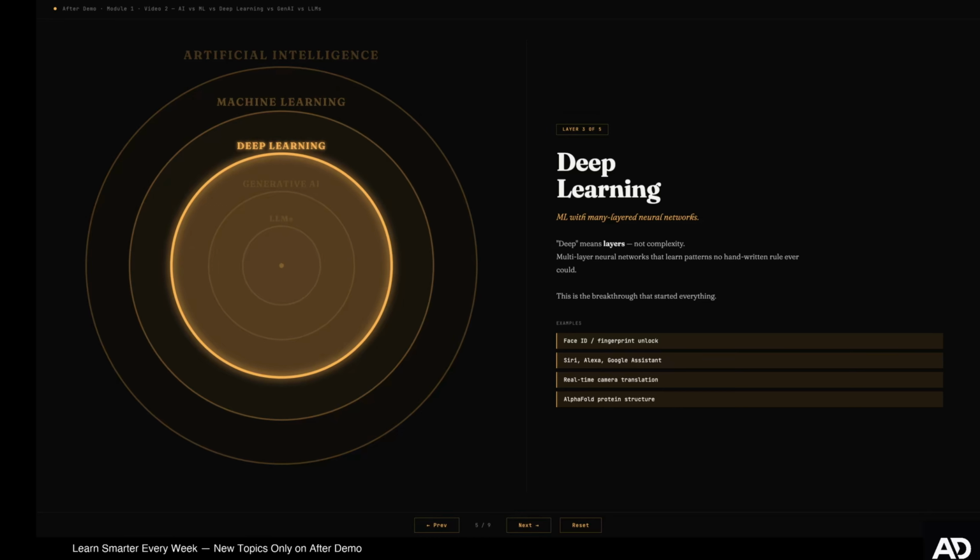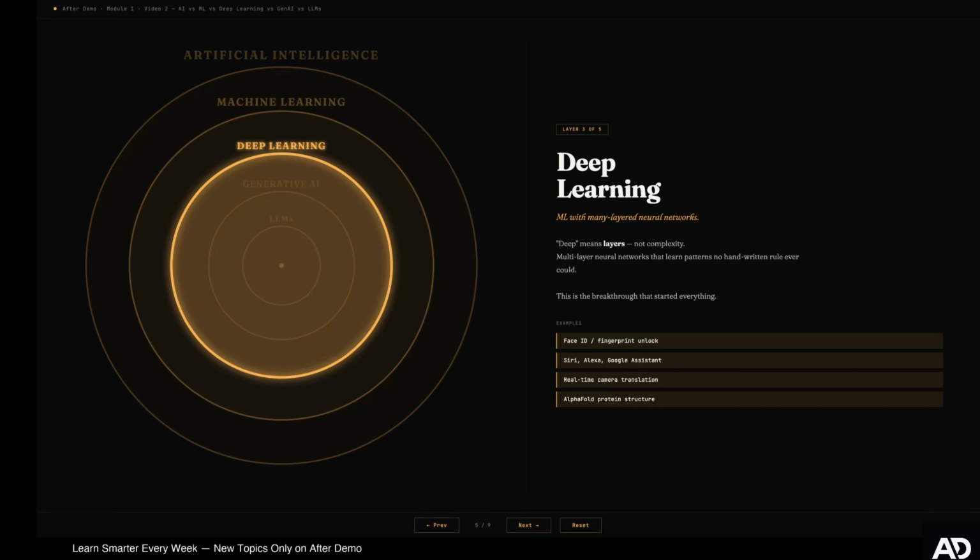Deep learning changed this. Starting around 2012, neural networks with enough layers and enough data started doing things nobody expected. Your phone unlocking with your face, deep learning. Siri understanding your questions, deep learning. Google Translate doing live camera translation, deep learning. AlphaFold predicting protein structures that stumped biologists for a decade, deep learning.